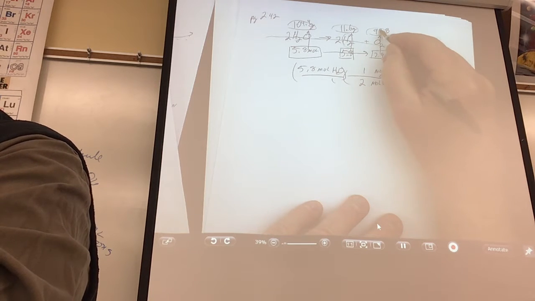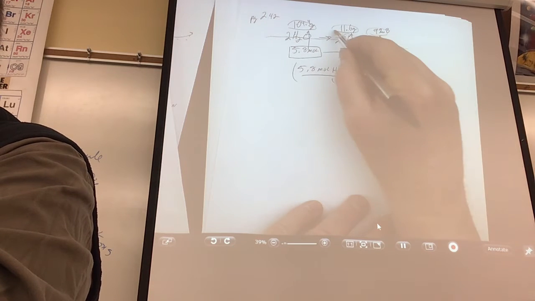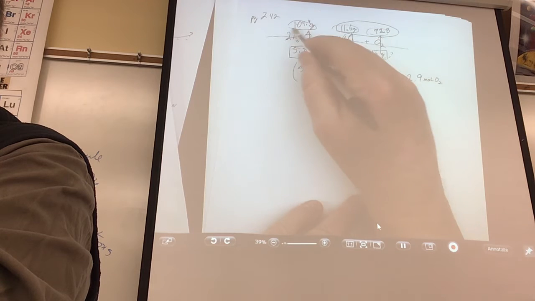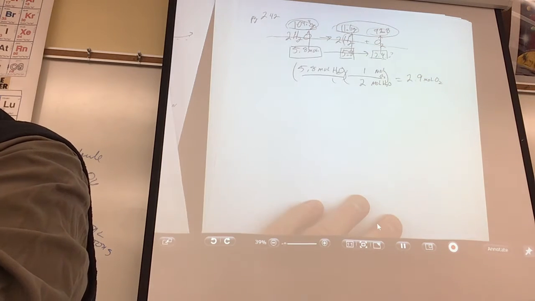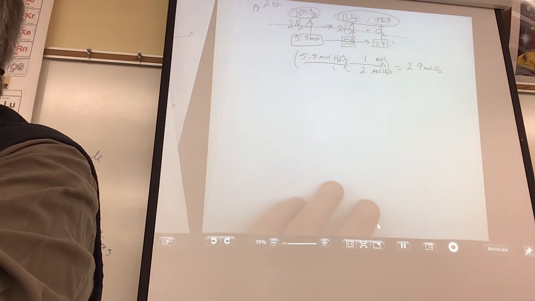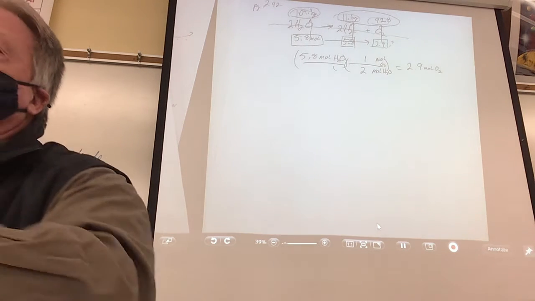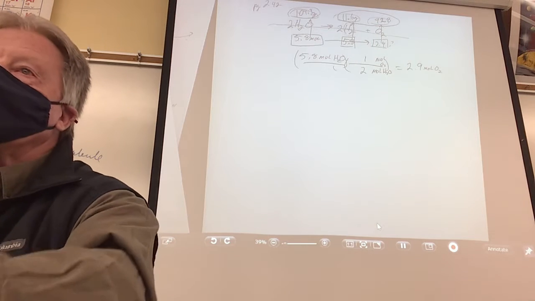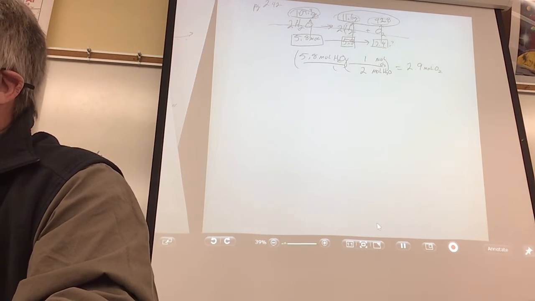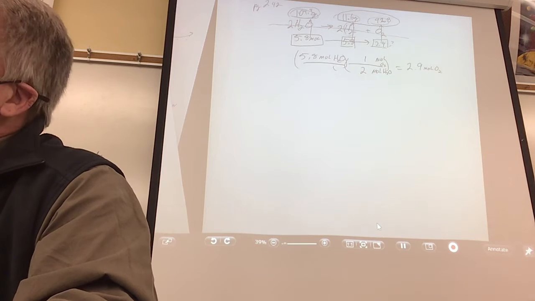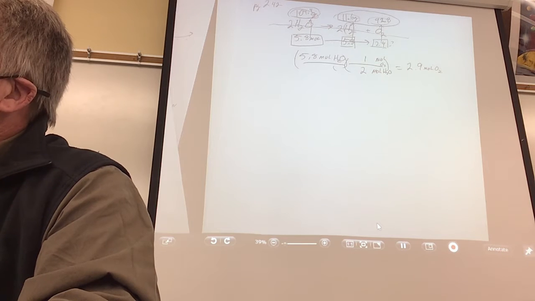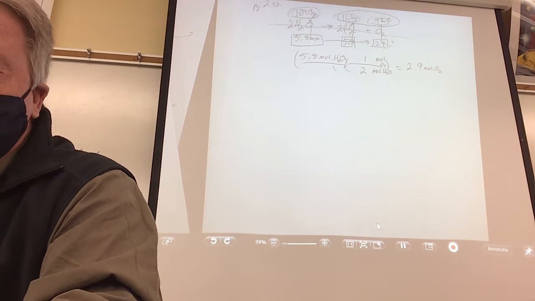92.8. Okay, now, what I want you to do is add the mass of the products and compare it to the mass of the reactant. And if it's not close, you've made a mistake, haven't you? That's the law of conservation of mass, right? Is it pretty close? Okay, what do you think? Well, this is not bad. I think I could do this.